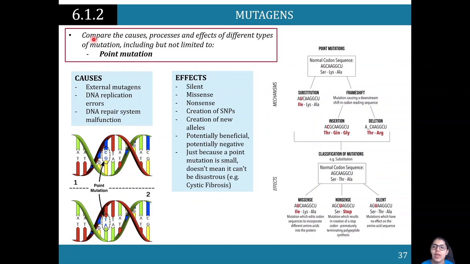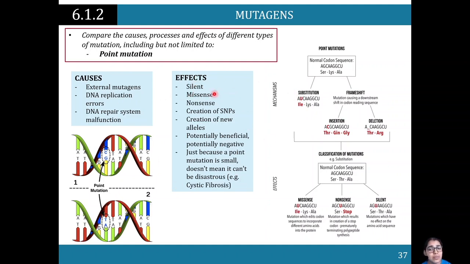So here we are. We're going to now compare the causes, processes, and effects of different types of mutations. But we're first going to talk about point mutations. Point mutations are caused by external mutagens, DNA replication errors, and DNA repair system malfunction. So point mutations are these mutations in the coding sequence. They just affect one or two nucleotides. It just affects the coding sequence here, and it can have these specific effects.